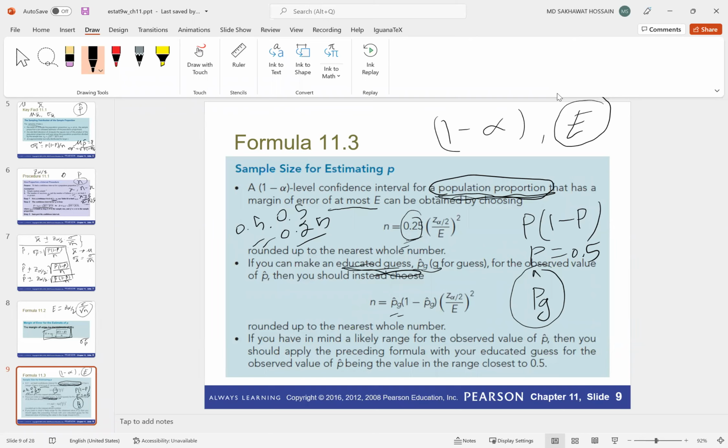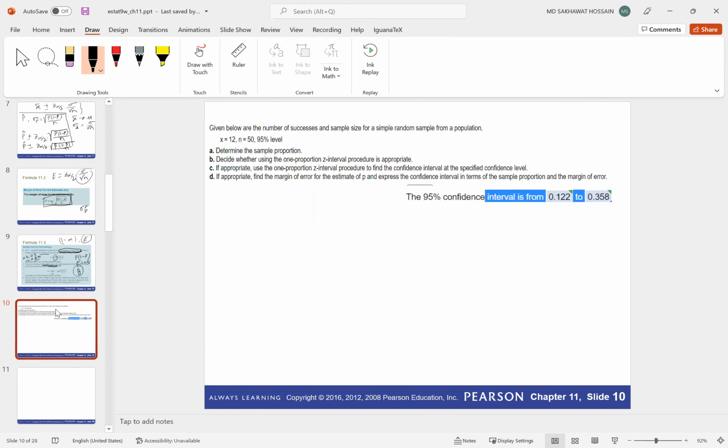Okay, so after calculating n, if you get a fractional number, then it will always be rounded up to the nearest whole number, or nearest integer. Okay, so now we'll go over some examples.